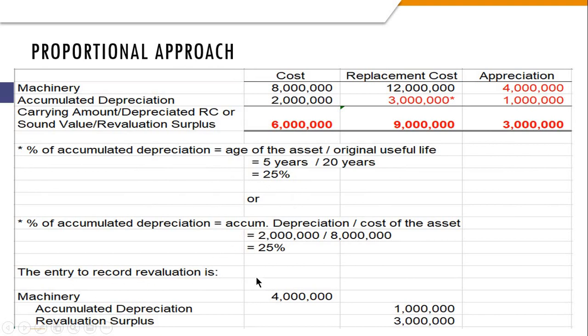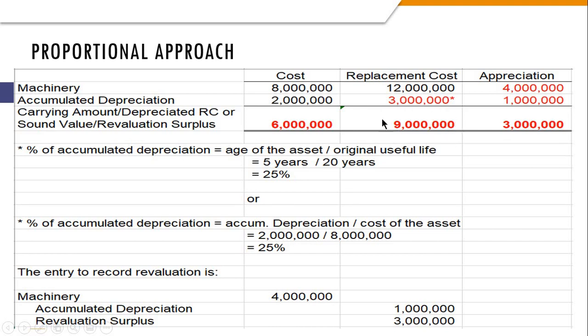So the entry to record the revaluation, by the way, the 3 million, okay? How did we get that? The 12 million, if 25% at the date of revaluation is the accumulated depreciation on the historical cost, then on the replacement cost, the accumulated depreciation should also be 25%. That is why 12 million times 25% gives us 3 million of accumulated depreciation on the replacement cost. You get the difference, then you get the depreciated replacement cost or the sound value of 9 million.